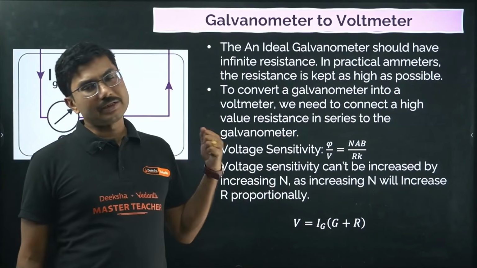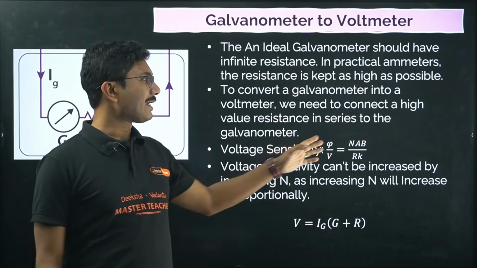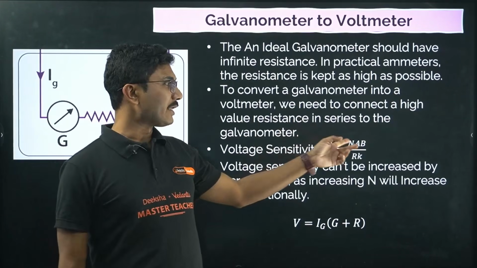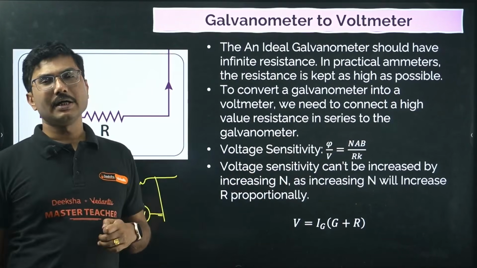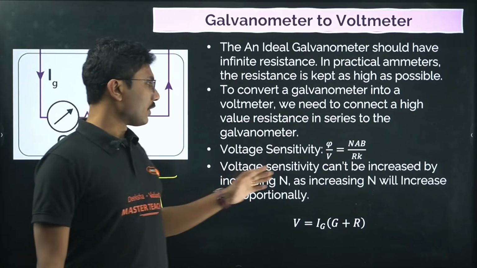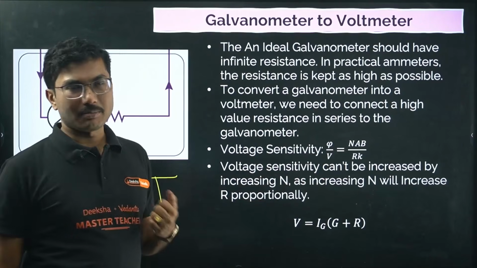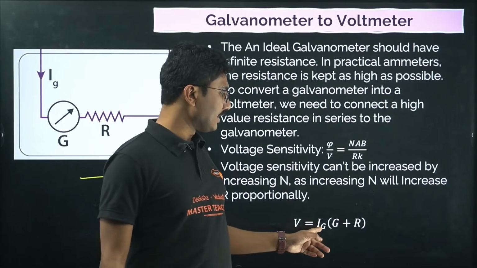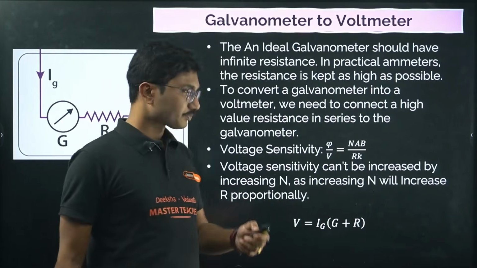Voltage sensitivity is slightly tricky. Voltage sensitivity cannot be increased by increasing the number of turns. In this case, the only way is to either increase the area or increase the magnetic field. So voltage sensitivity can't be increased by increasing the number of turns. The voltage that you are measuring is given by Ig into (G plus R).